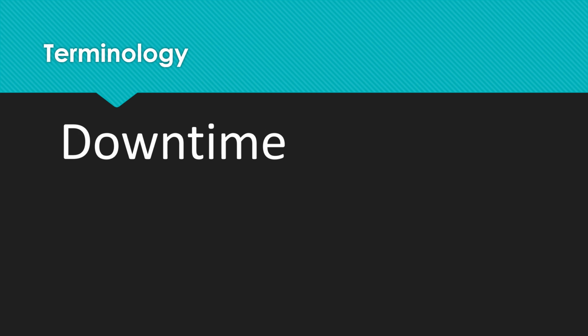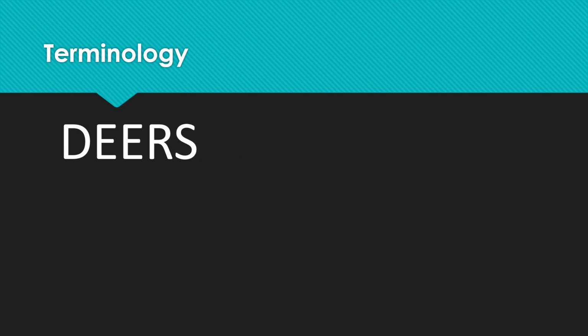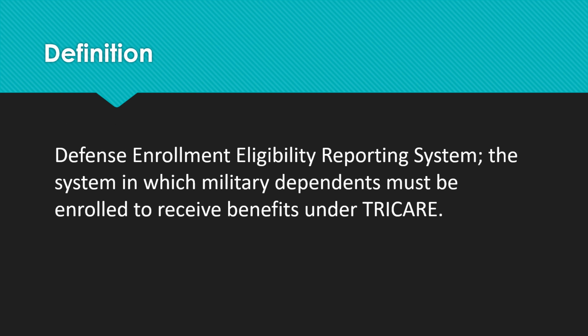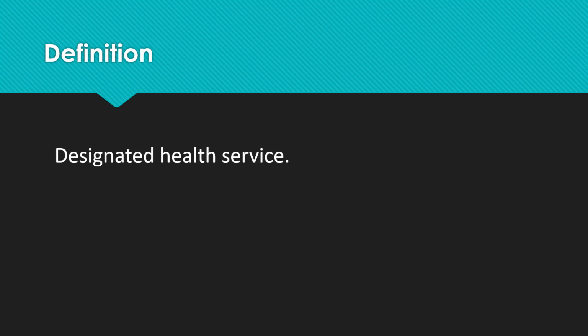Downtime. Time the computer system is unavailable to users. DEERS. Defense Enrollment Eligibility Reporting System, the system in which military dependents must be enrolled to receive benefits under TRICARE. DHS. Designated Health Service.